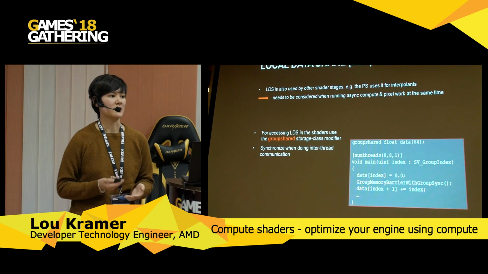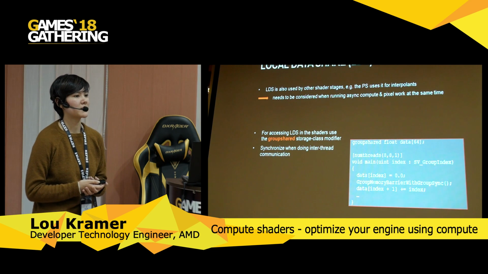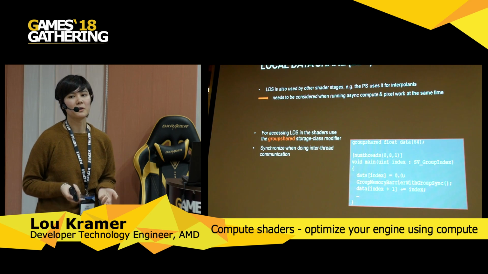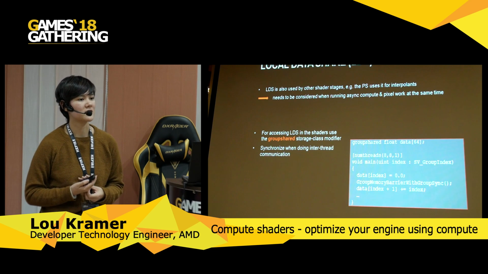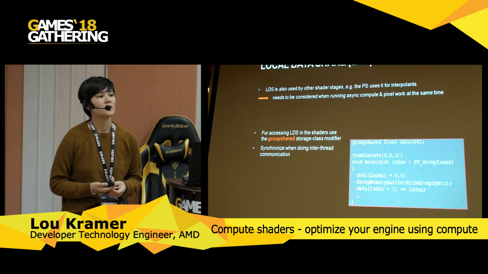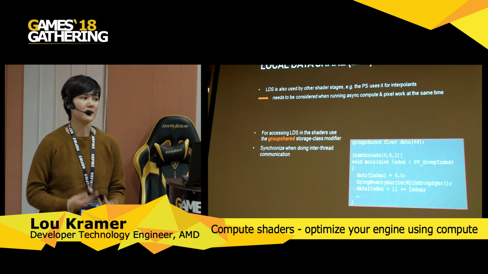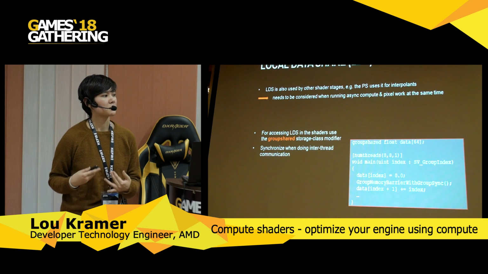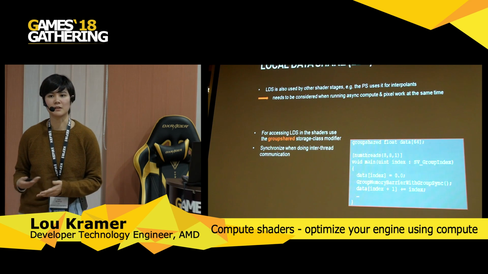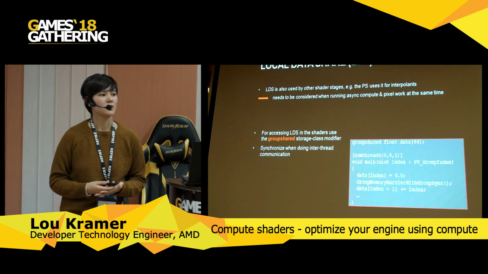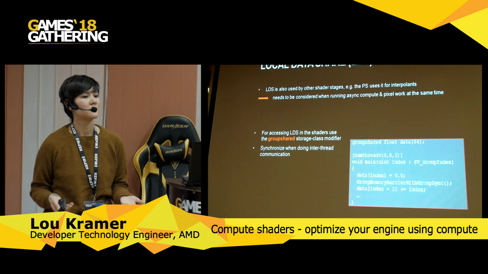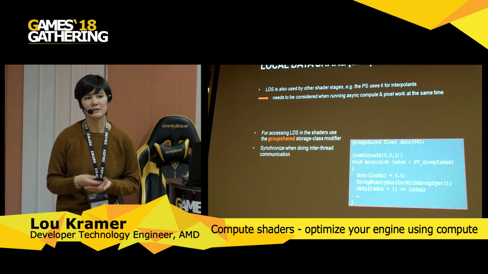What is local data share? Well, local data share is a special kind of memory, which is also used by other shader types. For example, the pixel shader uses it for interpolants. So in the case of the pixel shader, it's already used by the hardware implicitly, so we as programmers can't access it explicitly. But that's not true for compute shaders. For compute shaders, it's simply not used, so it's free to us. We can use it for whatever we want.